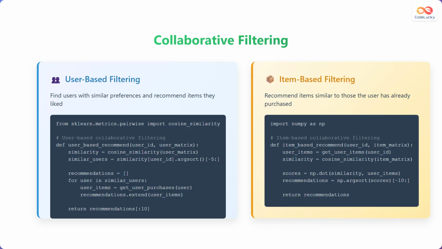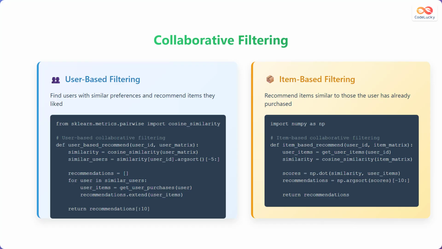The recommendations can be built by iterating through each user and similar users, finding the user items purchased by each similar user, and adding it to a list of recommendations. Then return the first 10 recommendations. The second type of collaborative filtering is item-based filtering.